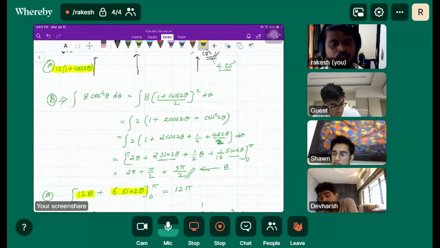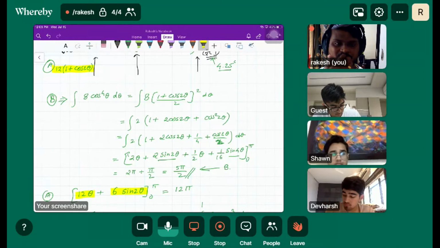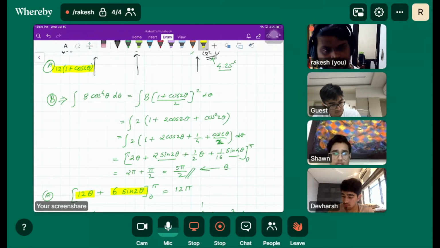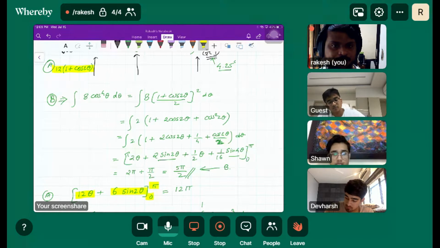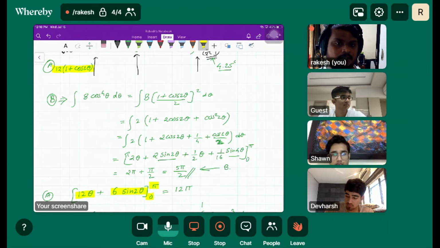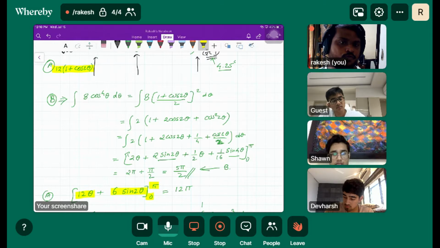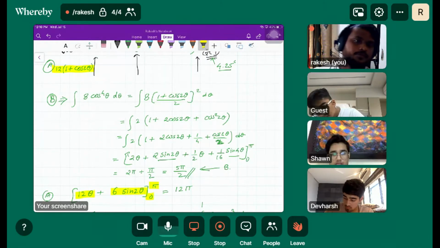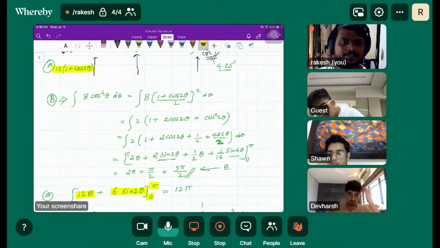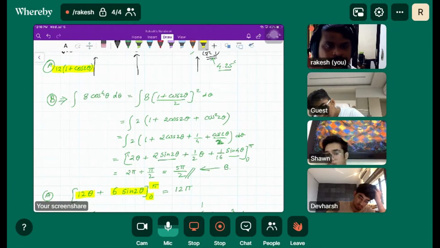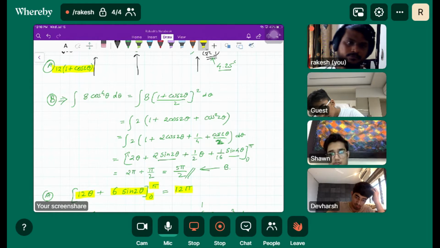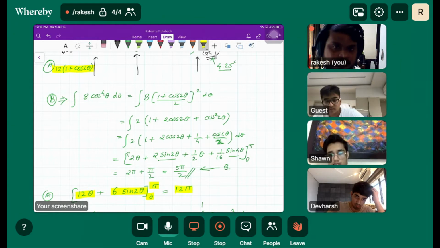So that will be 12 upon 2 sine 2 theta, which is 6 sine 2 theta. Now apply the limit also, 0 to pi. So it will give you 12 pi plus 6 sine 2 pi. Sine 2 pi is 0, and when you plug in 0, everything goes to 0. So the answer is 12 pi for the first part, right?